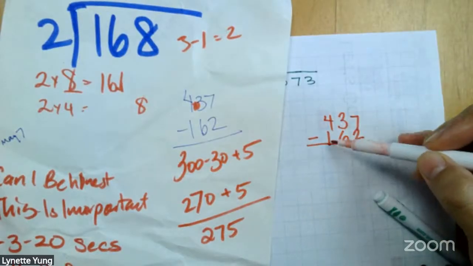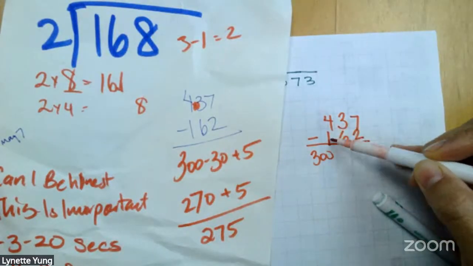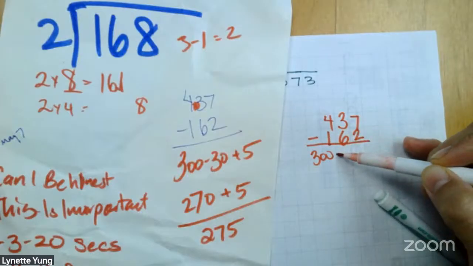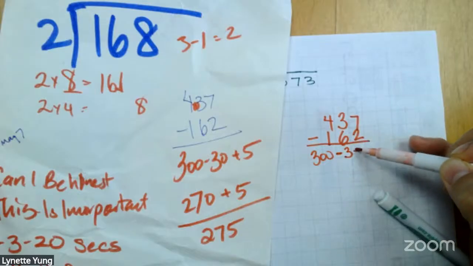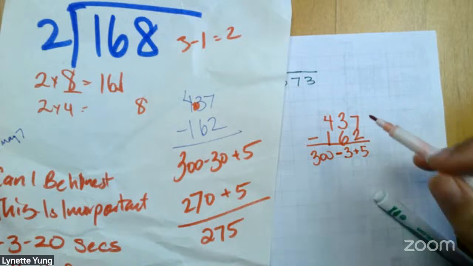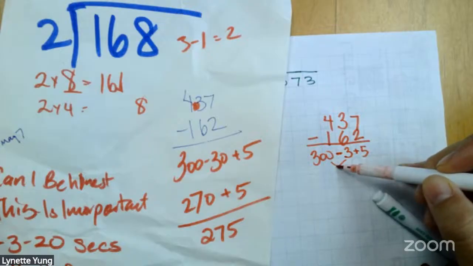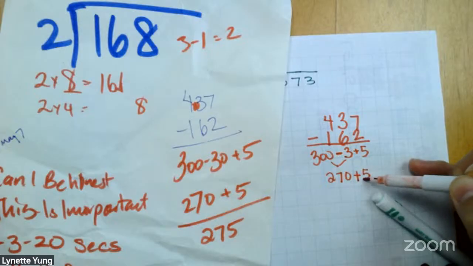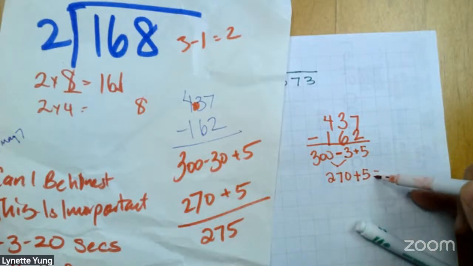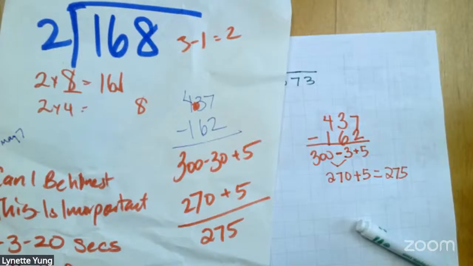They were like, okay, from here to here is 3. So we're going to do 3, right? So this is 300 from here to here. Then here is minus 3. And then here is 5. So when you add it all together, you're going to do 2,700 plus 5, and now you get the answer 275.